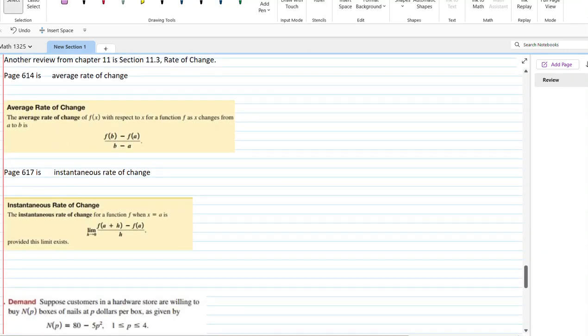All right. But it is a limit. We're talking about where this function is leading towards at infinity. It'll get very close. So now we're at 11.3, which was the rate of change.